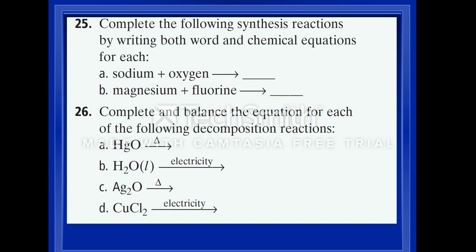Just so you can see, it says synthesis reactions there. Synthesis is another name for, you can tell, sodium plus oxygen. Right. Do what the name says. Figure out those numbers. We've got it.